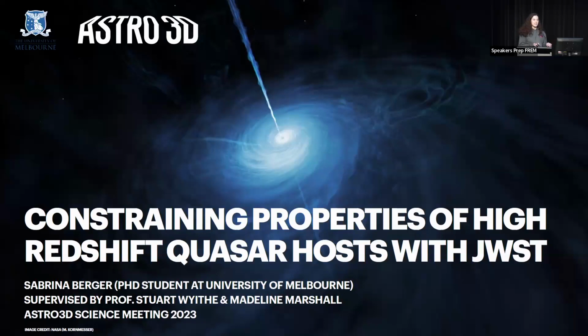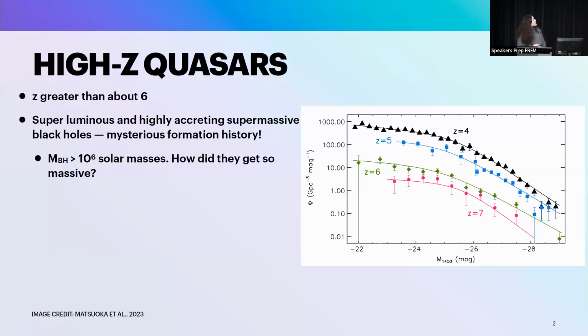So quasars are a subset of active galactic nuclei that are ultraluminous and ultramassive and highly accreting. So we're mostly interested in high redshift quasars. So these are quasars with redshifts greater than about 6. And again, those are ultraluminous and highly accreting supermassive black holes. And because they're so massive, they have really mysterious formation histories. How did something so massive form so early on in our universe?